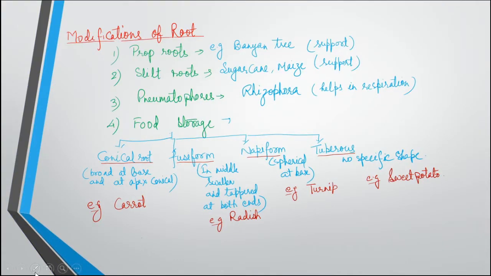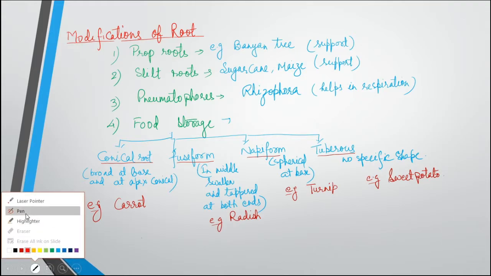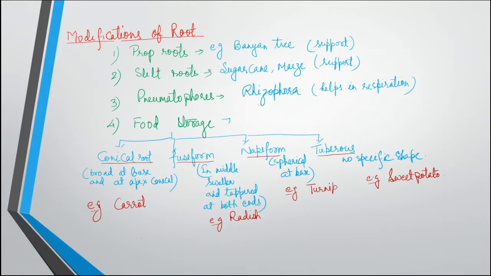Roots undergo some modifications according to their functions. Their shape and size become modified and help the root in different functions. For example, prop roots. The example is the banyan tree. These prop roots arise from the upper part of the plant and give support. They come to the soil and fix the plant there, and in this way they help the main root in giving support.